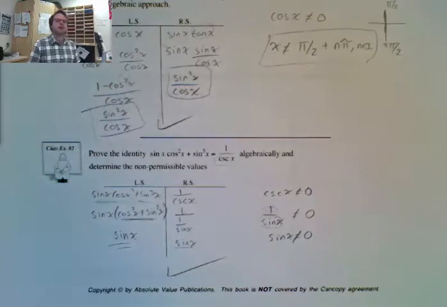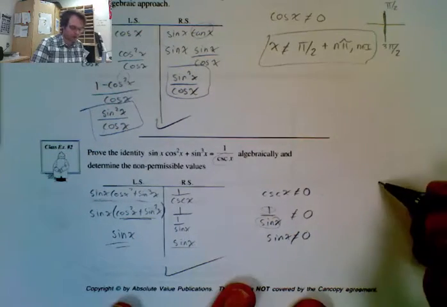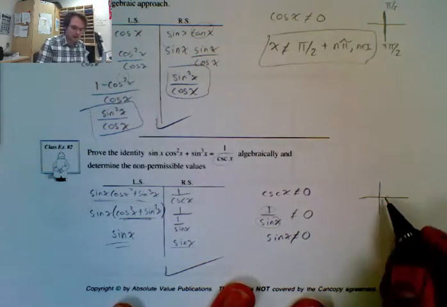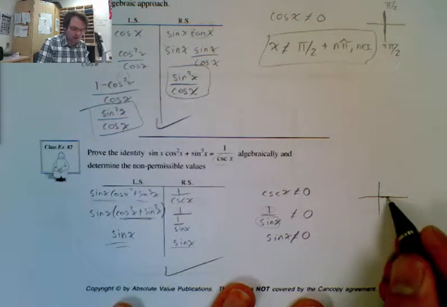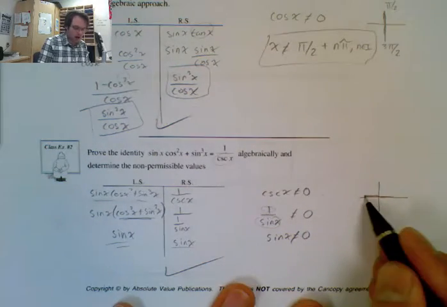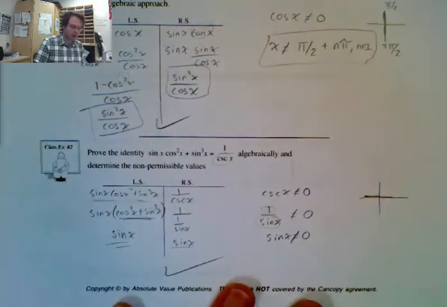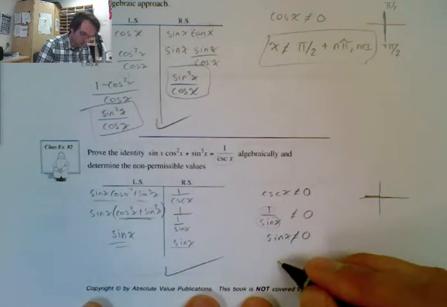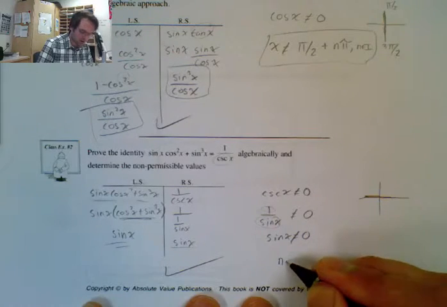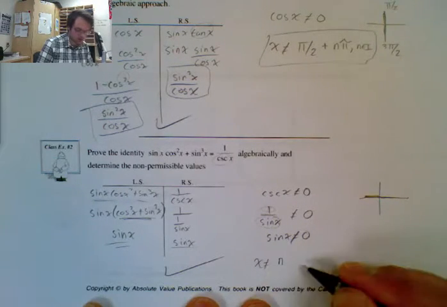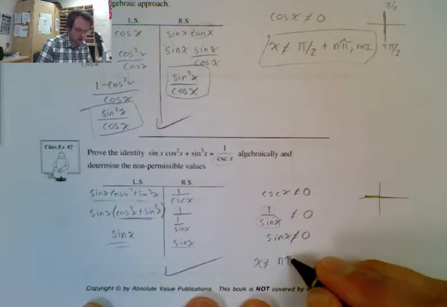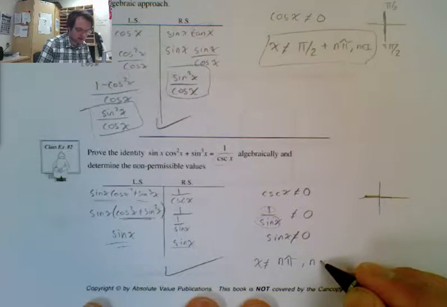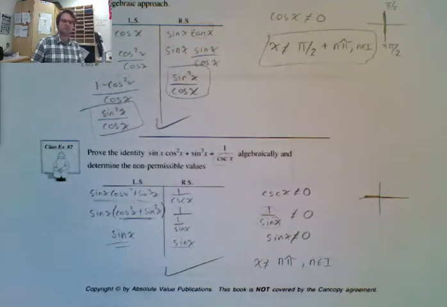Okay? So sine x cannot equal 0. So I'll draw my quick thing there. When is sine x 0? That's going to be at 0 and pi, and then we go back to 2 pi. So this one here is always going to be at n pi. So x cannot equal n pi, where n is an element of all integers. Okay?